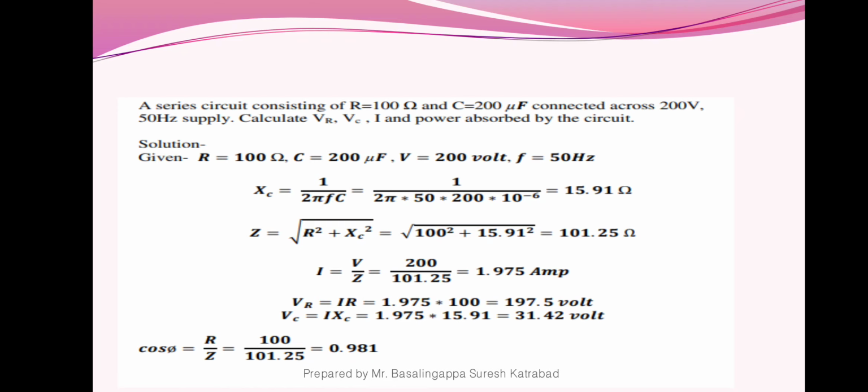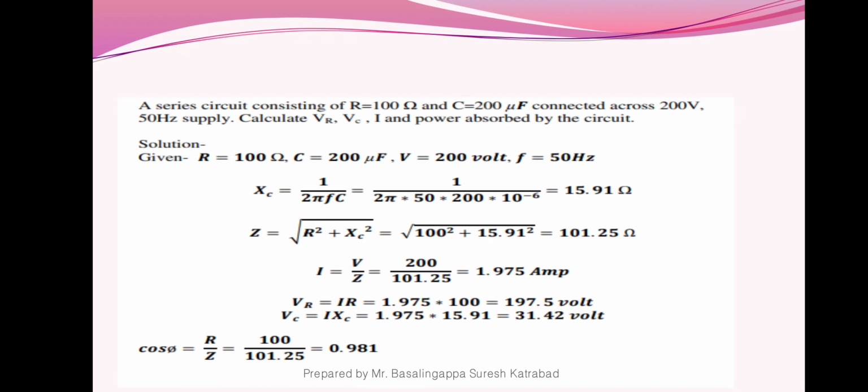Next VR is nothing but I into R. I we have calculated 1.975 into R 100, so 197.5 volt. And VC equal to I into XC. I is 1.975 into XC 15.91, so 31.42 volt.